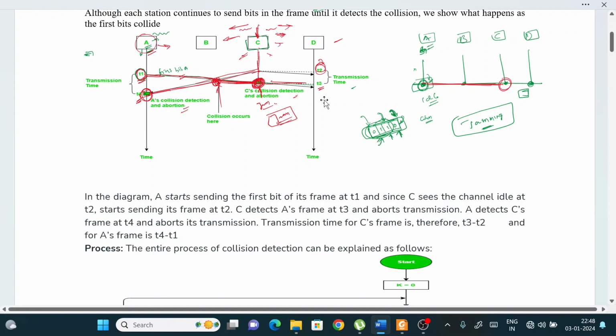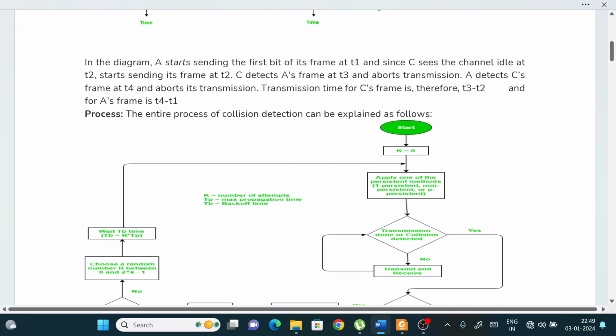C detects A's frame at time T3. At this point in time T3 it identifies that a collision has occurred, so it is going to abort the operation. It means it won't send the remaining bit values, it will stop. A detects the C frame after time period T4, so it is also detected after some time. The transmission time for the C frame is T3 minus T2, and for A it is T4 minus T1, that you have to understand. Now we will see the procedure. The entire process of collision detection can be explained as follows.